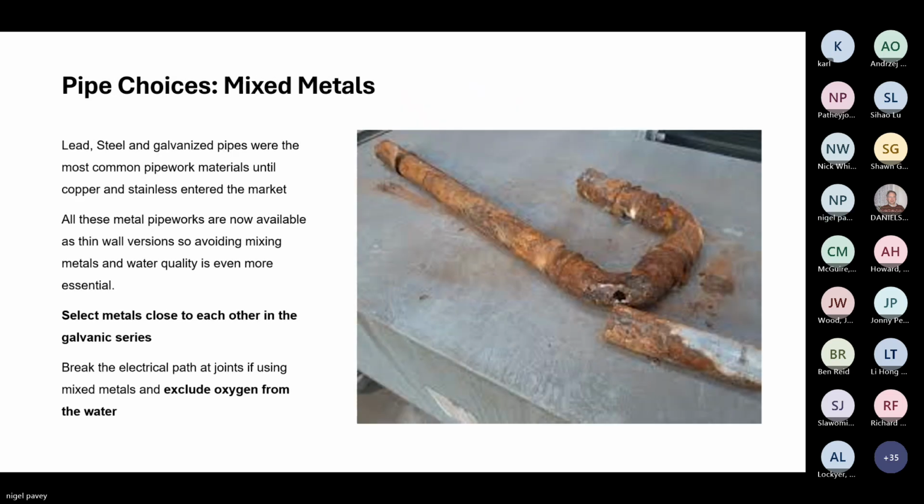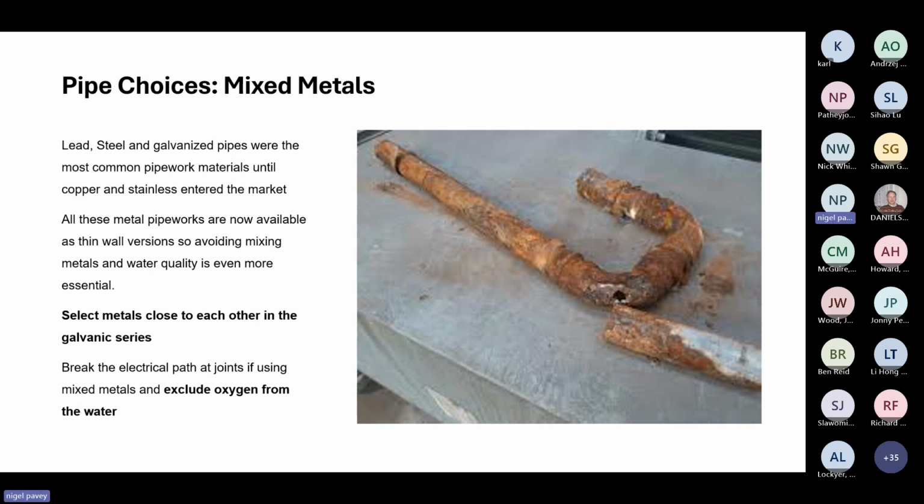So plastic, you don't really need to worry about mixed materials necessarily, but when you come to metal, you do. Lead, and there's plenty of lead pipes still in the world underground. Steel and galvanized pipes were the most common materials until copper and stainless entered the market. All these materials are now available as mixed wall versions. So you need to avoid mixed metals where possible, and water quality is even more important.